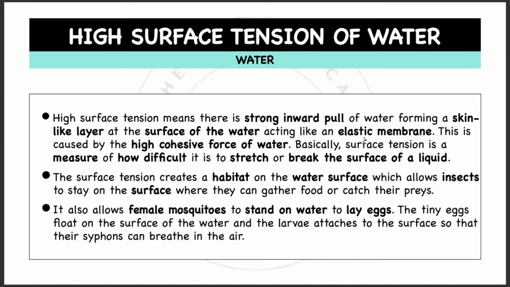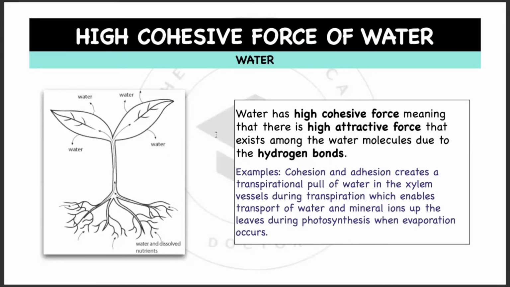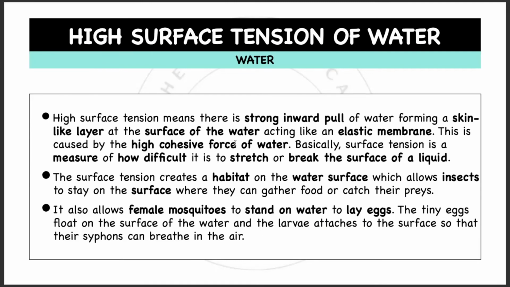So this elastic membrane is actually caused by the high cohesive force. So remember, the high cohesive force is the high attractive force. It's because of the hydrogen bonds. Okay, so it's caused by the high cohesive force, and basically surface tension is a measure of how difficult it is to stretch or break the surface of the liquid.